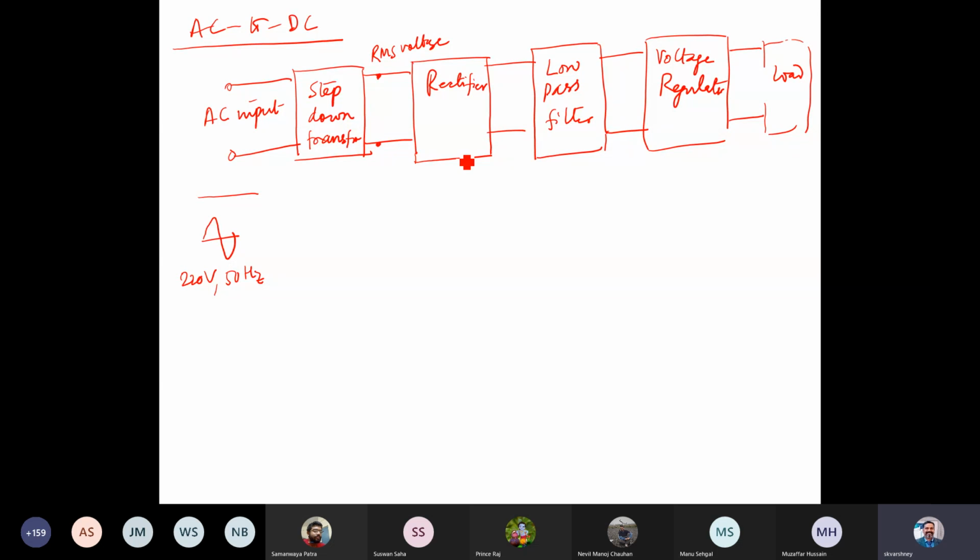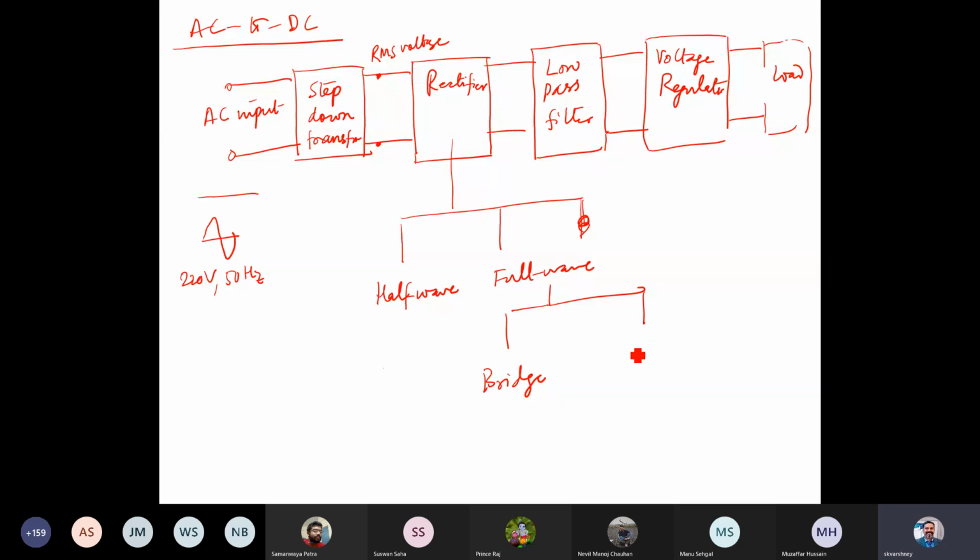So rectification: we are going to study three different possibilities. One is half wave, but for making AC to DC we use the full wave. In full wave, one combination is a bridge, and the other one is a center tapped.